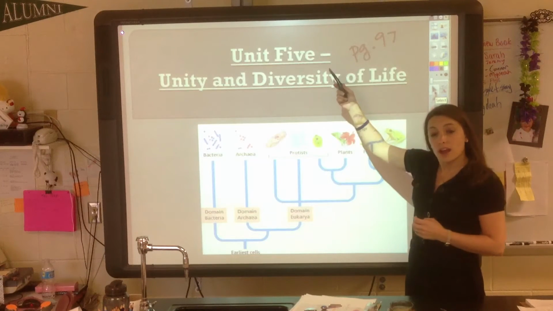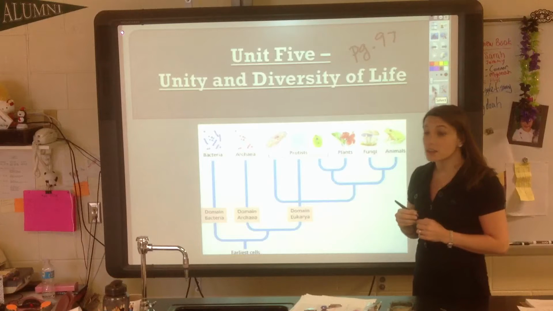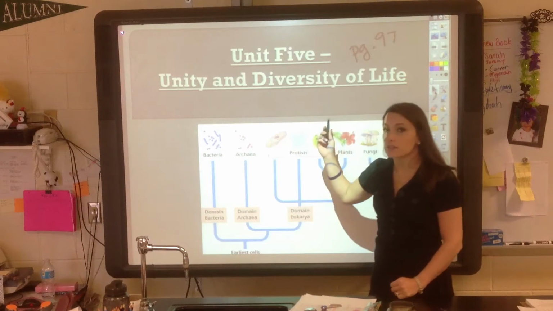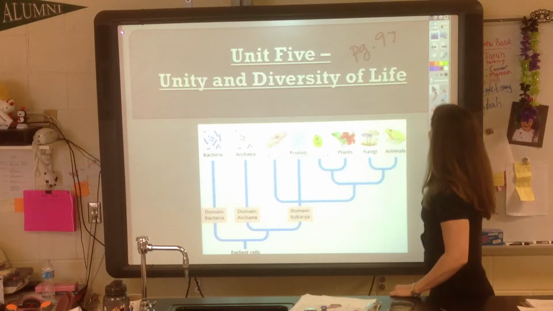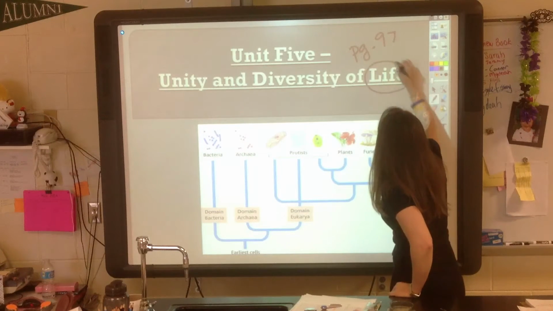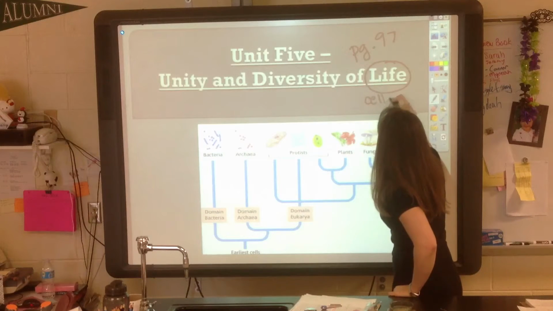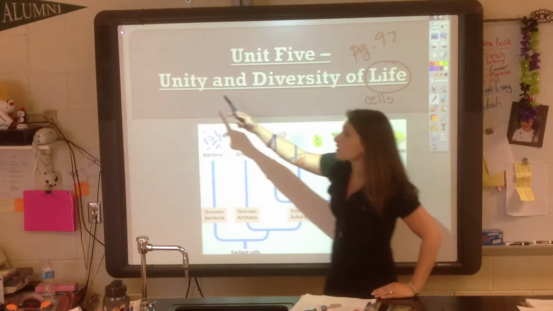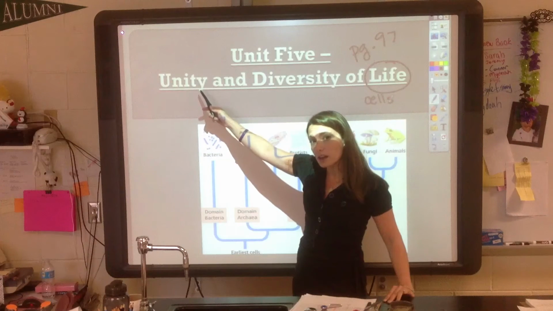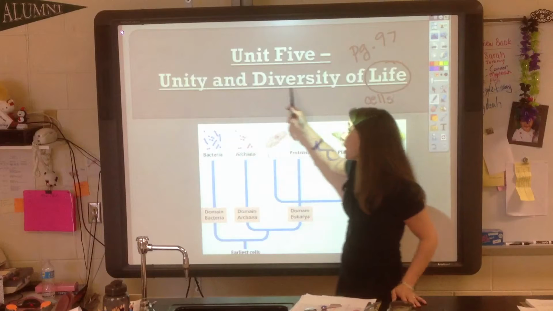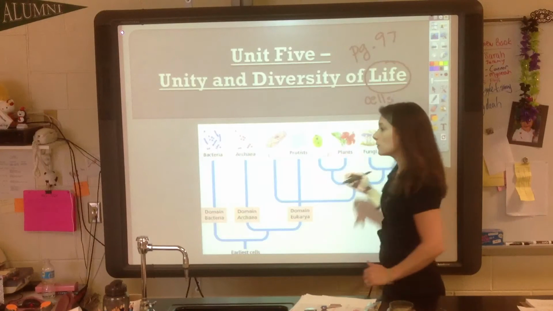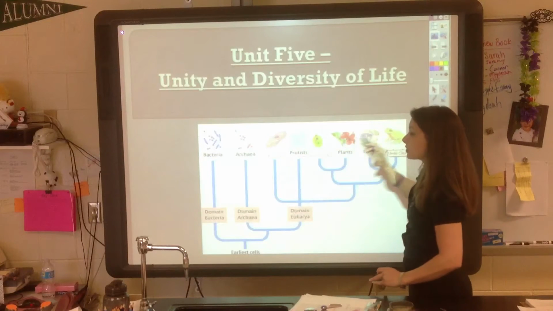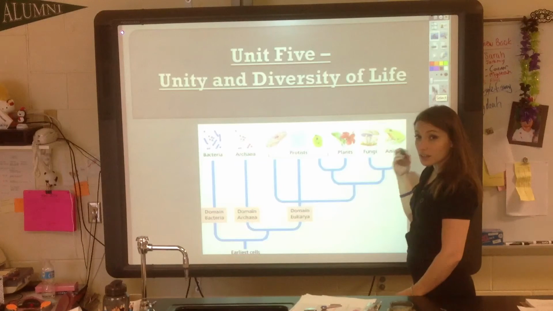So we're starting Unit 5, which is on page 97 in your handbook, and we're looking at the unity and diversity of life. So at this point we know, if you'll circle the title Life, we know that all living things are made of cells. And so we want to start looking at what they have in common, how they are unified, or how we see unity, and how they're different, diversity. So we're going to be talking about the 6 kingdoms or major classification.